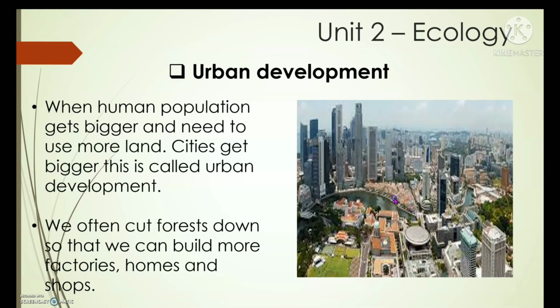But since the population is increasing, we need to build buildings, infrastructure, schools, hospitals, restaurants, because urban development also helps our economy to grow. Okay? It offers us many jobs and other services. But by urban development, we are also cutting trees. We cut forests down so that we can build more factories, houses, and other buildings. And it's very bad for the environment.